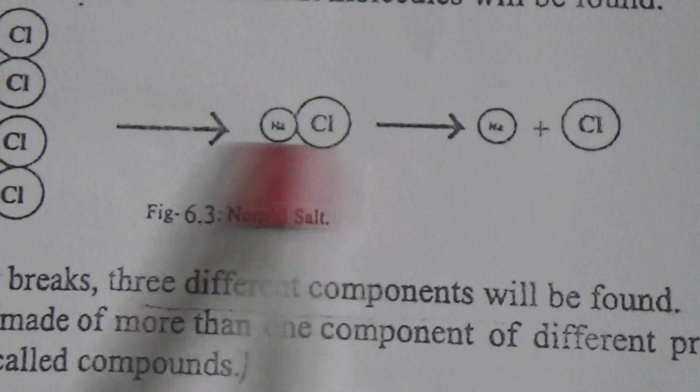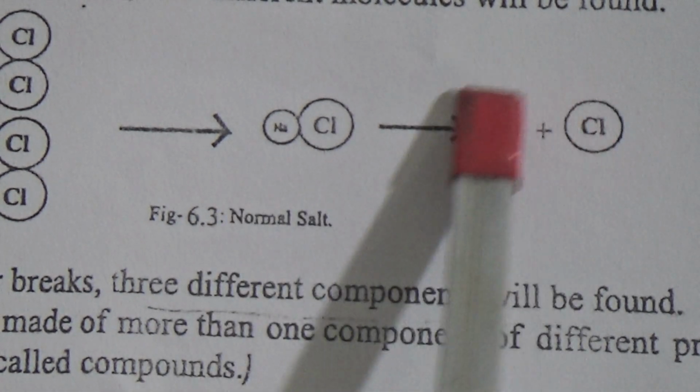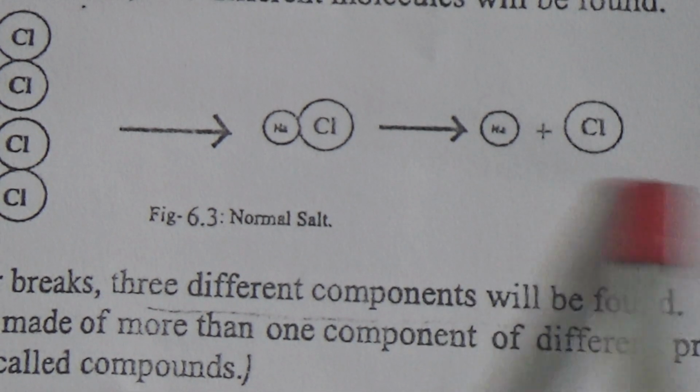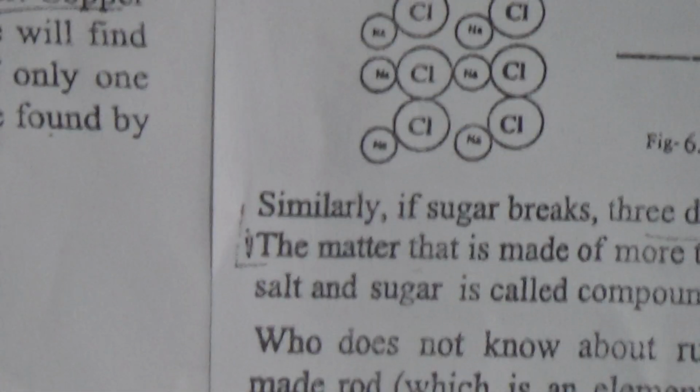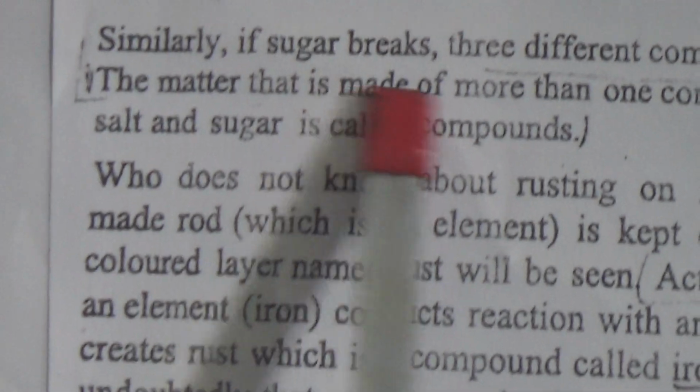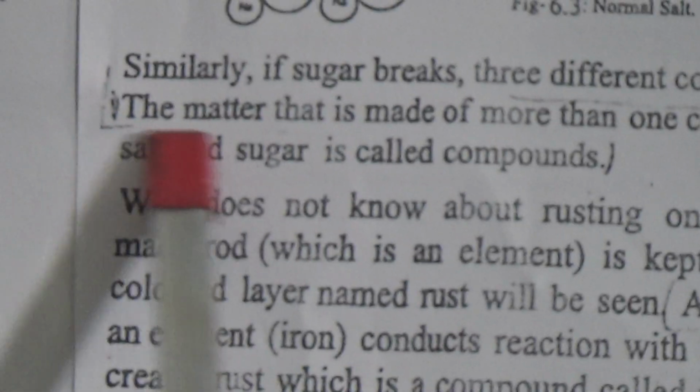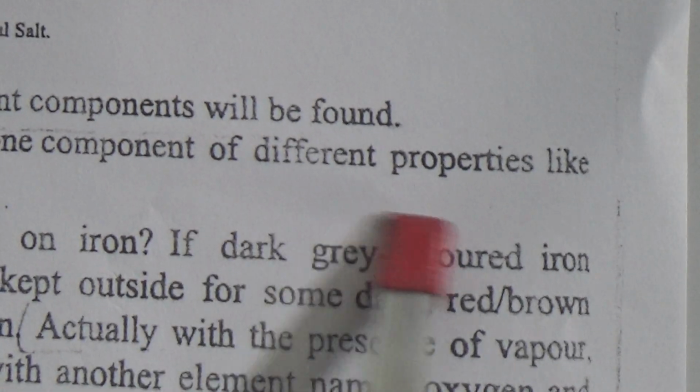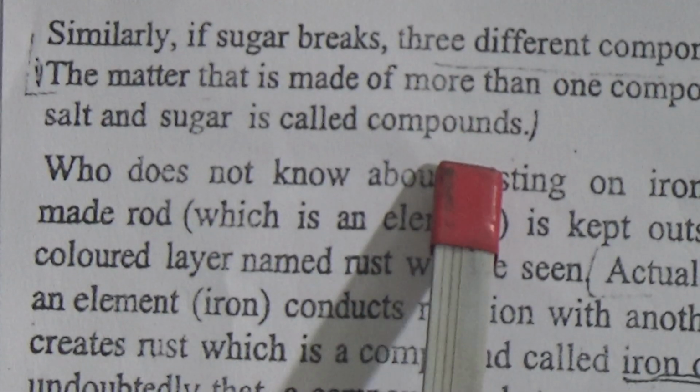And if we break this, we found sodium chloride, and if we break this, then we will find sodium and chlorine. Similarly, if sugar breaks, three different components will be found. The matter that is made of more than one component of different properties like salt and sugar is called compound.